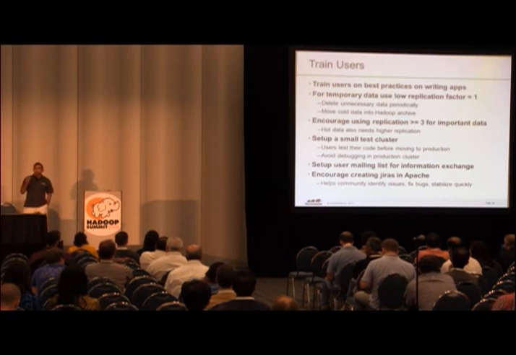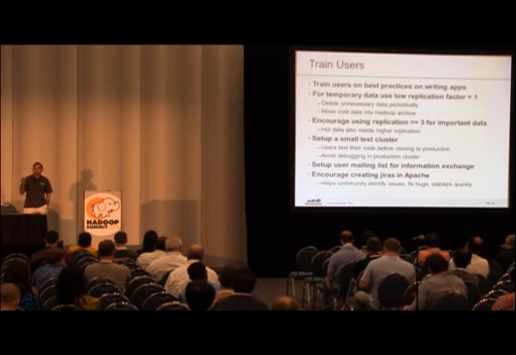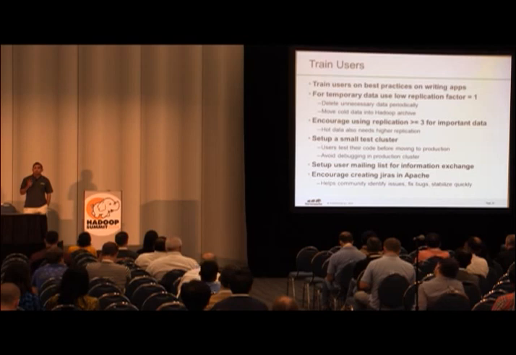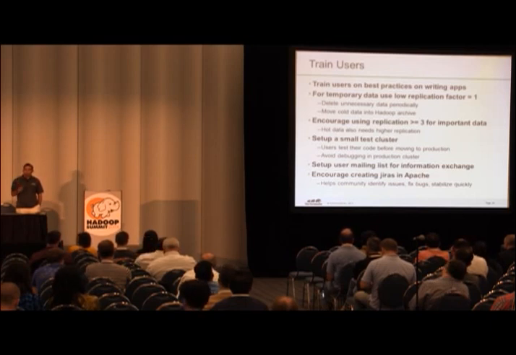Also, you could encourage them to use replication factor of 1 for temporary, not so important data. You could have them periodically delete unnecessary data so that this data is not taking up cluster resources. You could also move some of the cold data that is not being used into Hadoop archives. That way, you are reducing the number of files and blocks, and make it easy for name node to manage the amount of data you have.